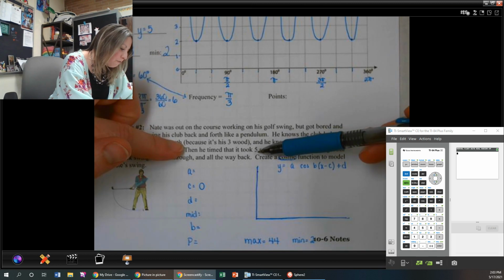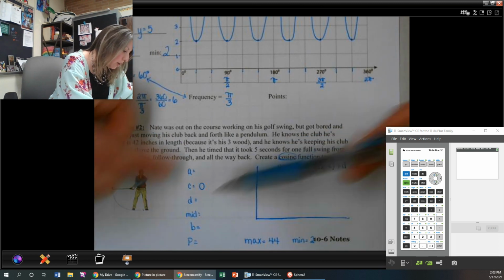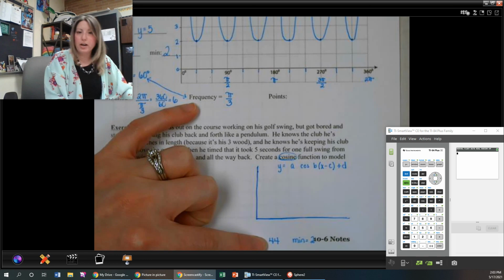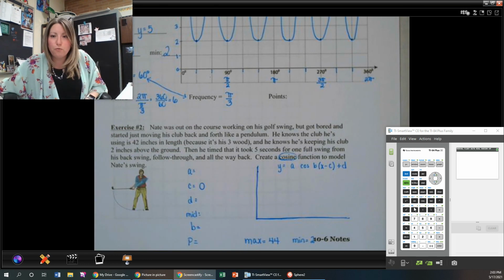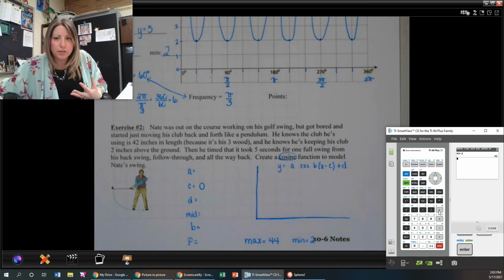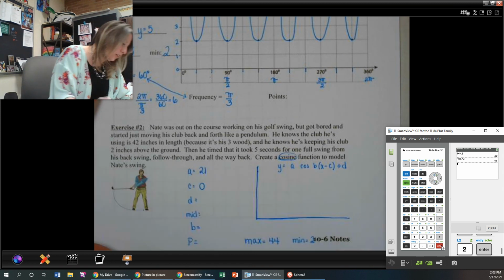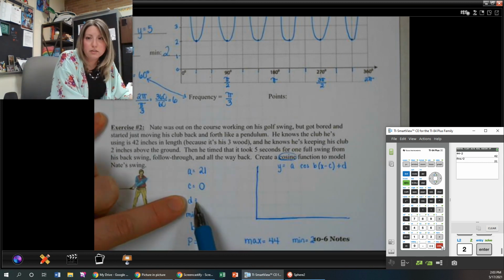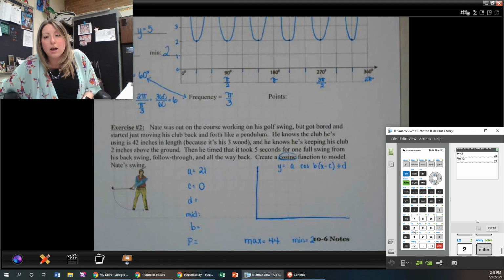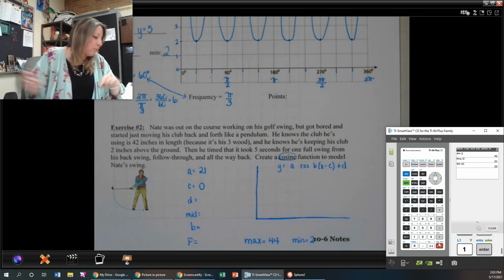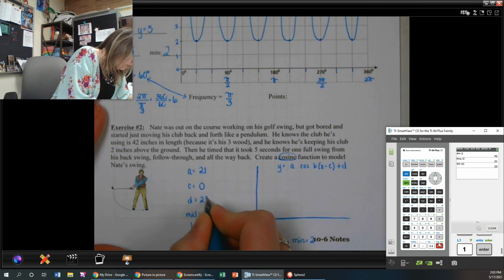Timed that we took 5 seconds for a full swing. Now, wait a minute. If we said this, we got to do a quick calculation, right? So 44 minus 2 is 42, which we had already determined, and divide that by 2 to get 21 as our amplitude. So that's what we needed to figure out using that amplitude. It also means that 44 as our max minus 21 for the amplitude gives us 23 for our midline. So y equals 23 is the midline.